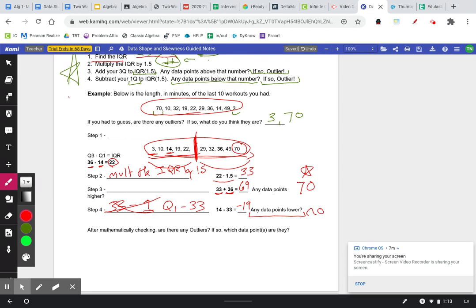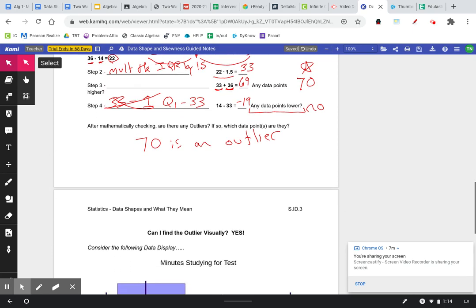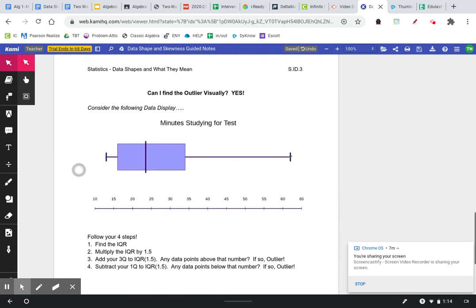It says, after mathematically checking, are there any outliers? If so, which data points are they? We would say that data point 70 is an outlier. We know that because we followed these 4 steps that prove if something is too far away from the data. We go 1.5 IQRs above quartile 3 and 1.5 IQRs below quartile 1, and that tells us that we have a true outlier. Feel free to hop back in and watch part of that video if you think that'll help you again.